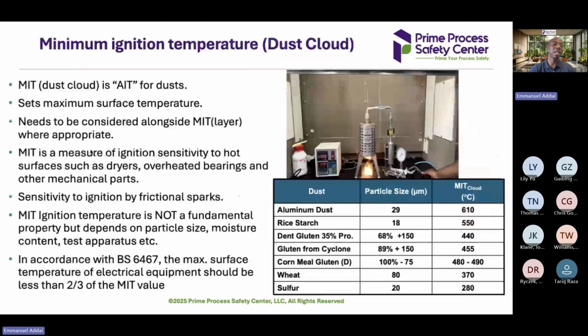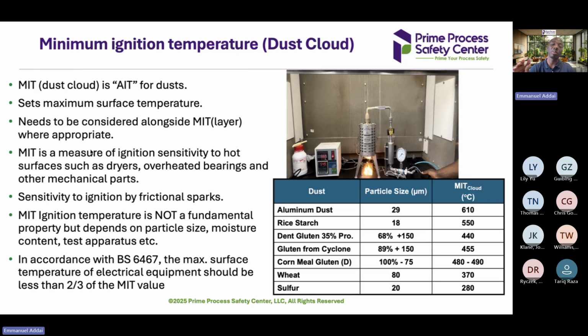So after the ignition energy, we need to also move to the ignition temperature. We have two types of ignition temperatures: the ignition temperature of a dust cloud, and the ignition temperature of a dust layer. The dust cloud temperature is sometimes termed the auto-ignition temperature, and normally this helps us to select equipment in various industries, such as dryers. Overheating of bearings can create heat or a hot surface that can actually ignite this material.